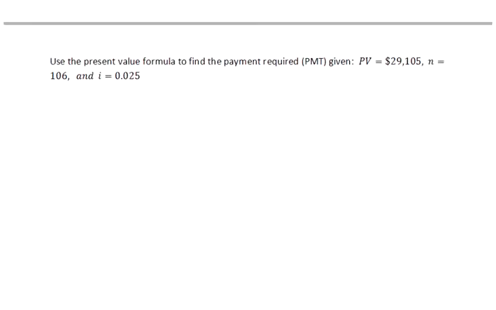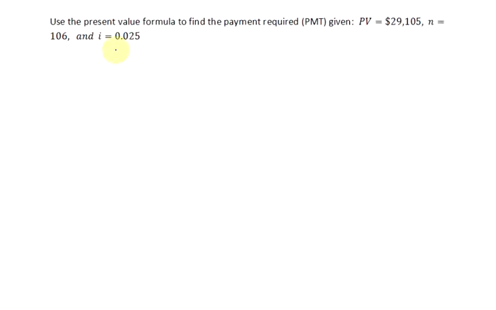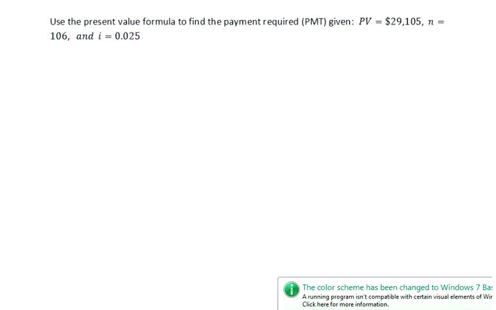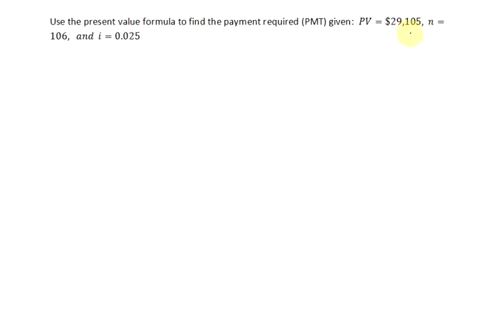Alright, let's do our first example. Actually, we're going to do only one example in this video, so here it is. Use the present value formula to find the payment required given that the present value is $29,105, N equals 106, and I equals 0.025.